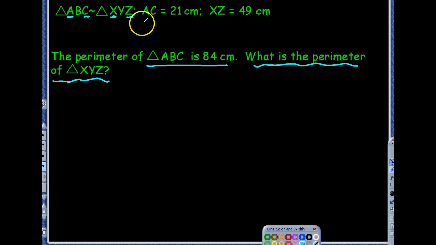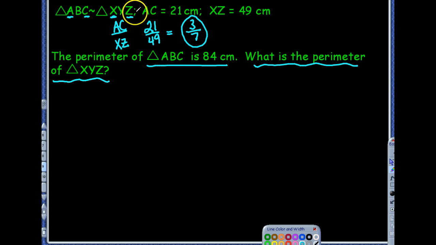Okay, so which segment do you want to start with? Let's just do the 21. So AC, 21 over the XZ, so 21 over 49. Okay. And that simplifies to 3/7. All right, so that right there is my scale factor.